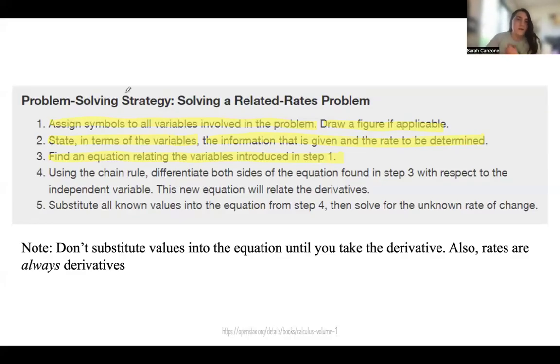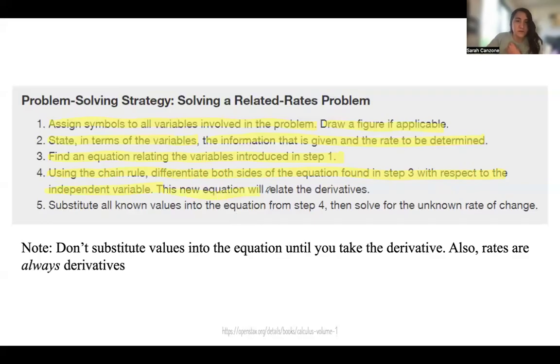All right, after we find an equation, we're going to use the chain rule to differentiate both sides with respect to the independent variable. All right, so we want to take the derivative with respect to the variable that we are looking to solve for.